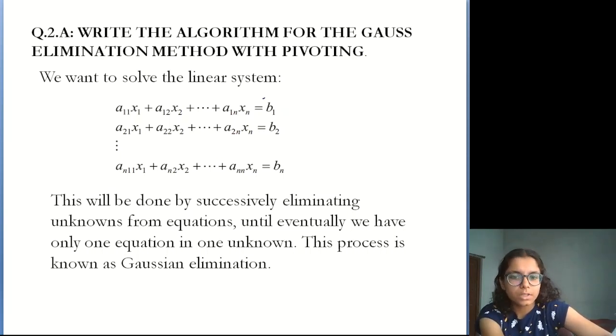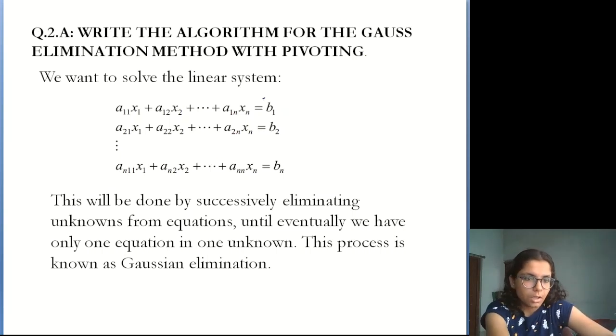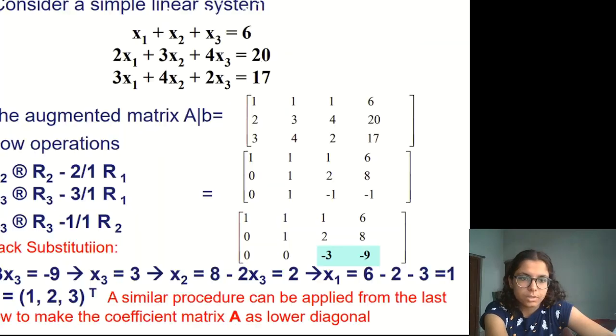Now this whole process of solving the linear system that we have discussed is known as the Gaussian elimination method. Now how do you do that? As you can see here, we have a simple linear system: x1 plus x2 plus x3 is equal to 6, 2x1 plus 3x2 plus 4x3 is equal to 20, 3x1 plus 4x2 plus 2x3 is equal to 70.